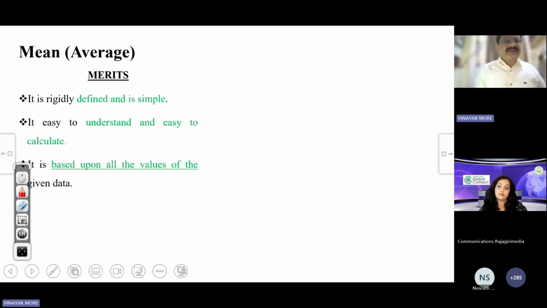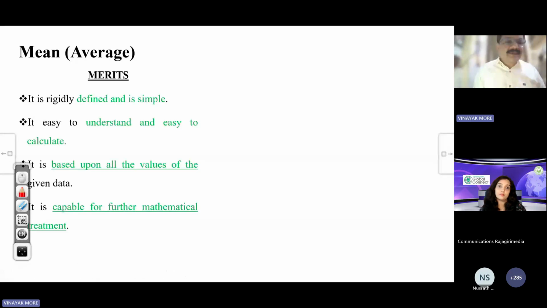There are some merits, like finding the mean is very simple. It is very easy to understand and calculate. It is based on all the values in the data. So whichever students are present, whatever marks they got, every score is contributing to calculating the mean.